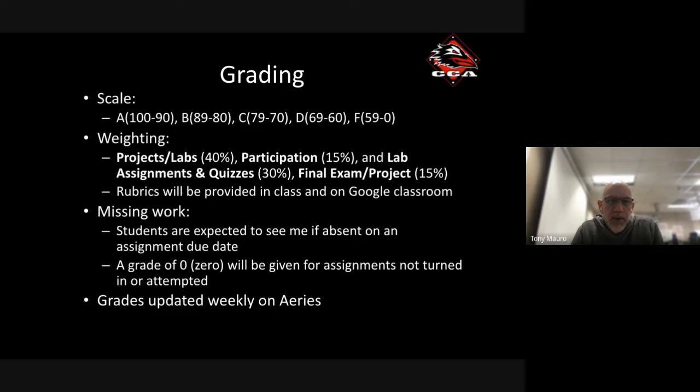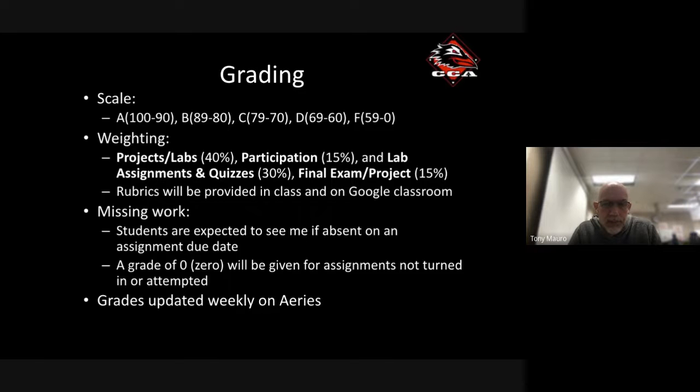We have the 10% grading scale, kind of traditional. I weight the projects and labs heavily, 40%. If they are participating, with the little warm up problems that we have, or participating with a group and working on the projects, that's another 15%. Assignments and quizzes are 30%, and then we have a final exam at the quarter mark. I usually don't have a final exam at the end of the second quarter. I usually will have them working on a project and then presenting it to the class.